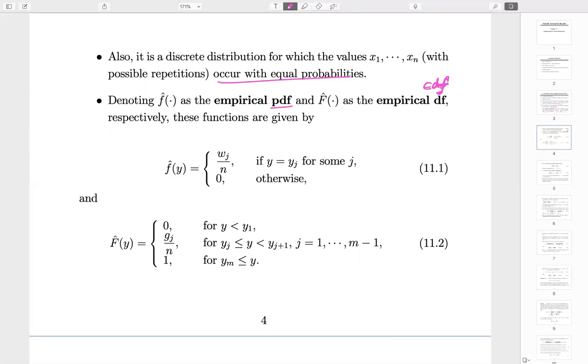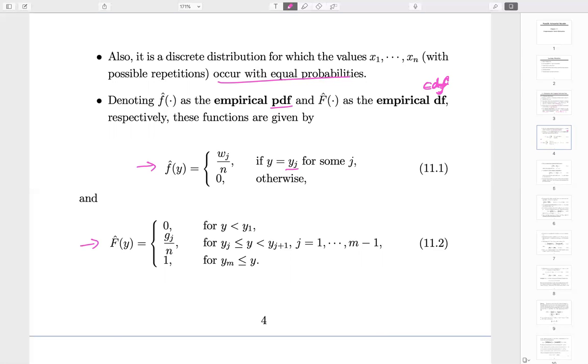The definitions are rather trivial at this point. It's simply counting. For instance, if you want to know the probability at yj, you count how many x's have the same value as yj. So it would be the count divided by the total number, which is small n.